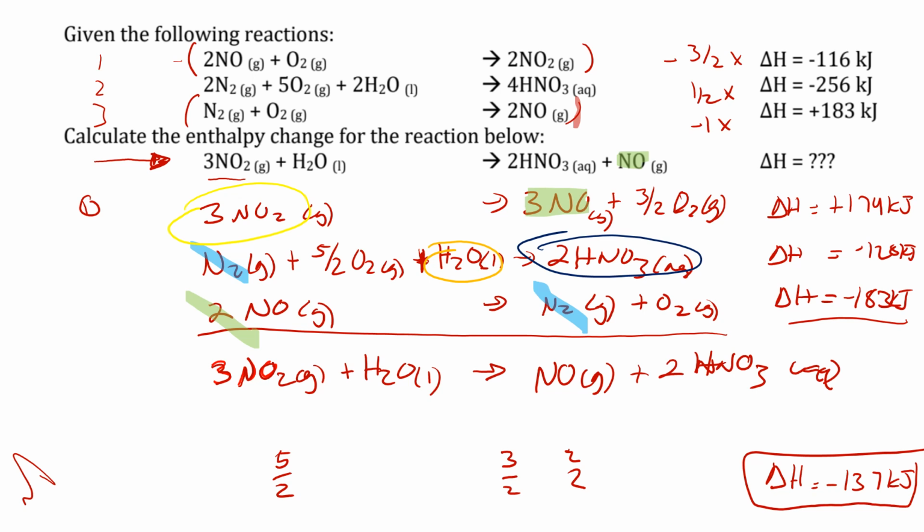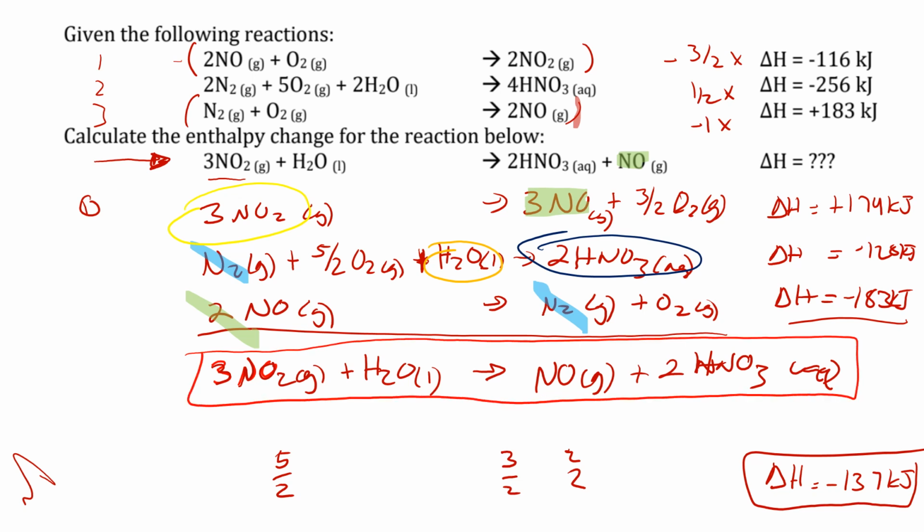I'm just going to box it in just for effect. Then I have my delta H of negative 137 kilojoules. That was a lot, I know. Let's move on to the next one. Last one, I guess.